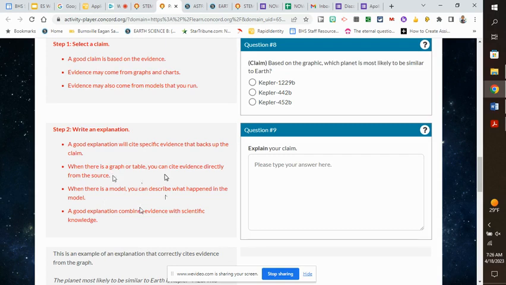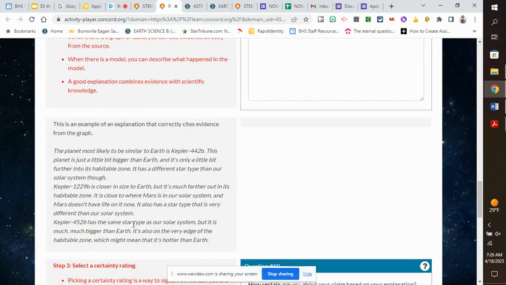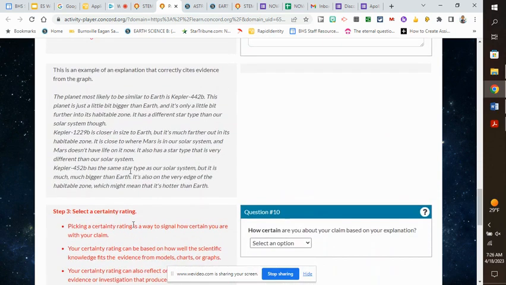When there's a model, you can describe what happened in the model, and a good explanation combines evidence with scientific knowledge. So here's an example of an explanation that correctly cites evidence from the graph. This one says, the planet most likely to be similar to Earth is Kepler 442b. This planet is just a little bit bigger than Earth, and it's only a little bit further into its habitable zone. It has a different star type than our solar system, though.